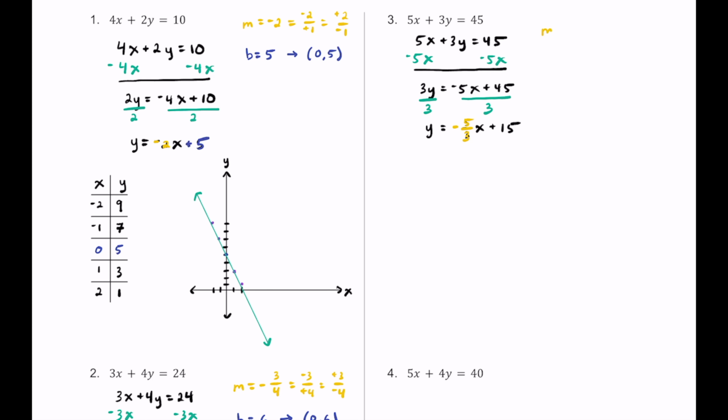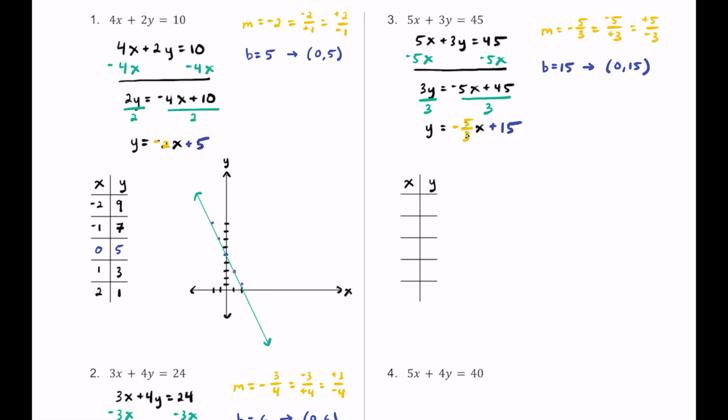All right, so our slope is going to be negative 5 over 3. So we're going to say m here is equal to negative 5 over 3, which we can also think of as negative 5 over positive 3, or we can think about that as a positive 5 over a negative 3. They're both fine. And then this positive 15, what that really means is we have a b value of positive 15, and that gives us a point on our graph, and that's going to be 0, 15. Now let's make a table.